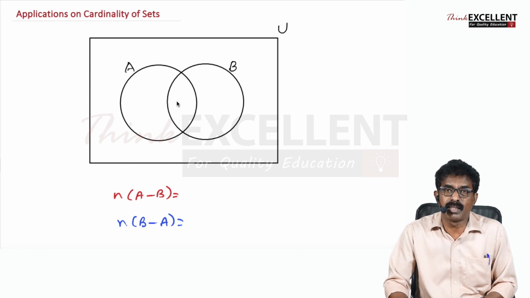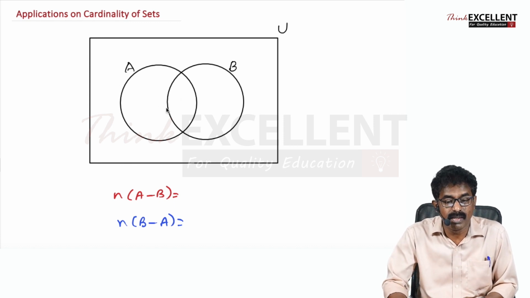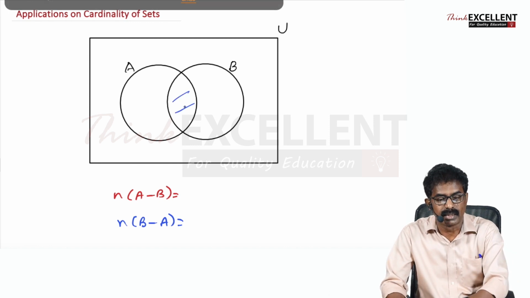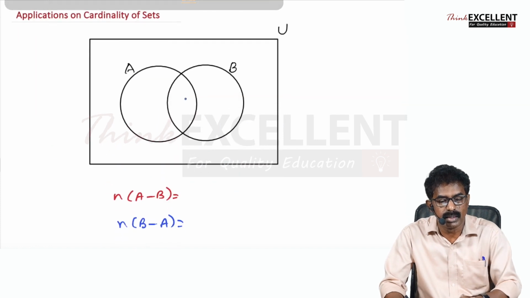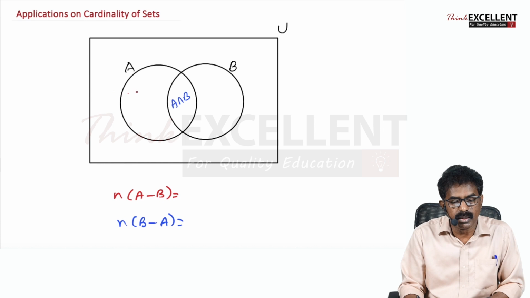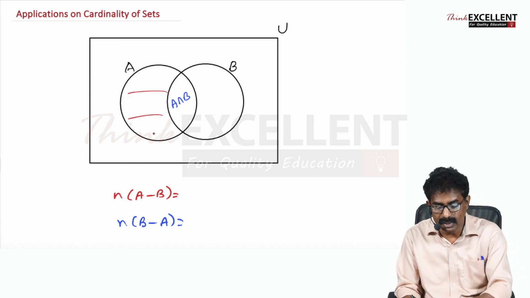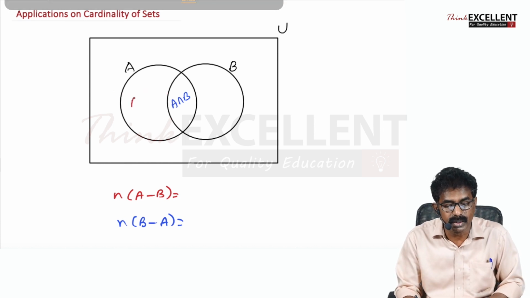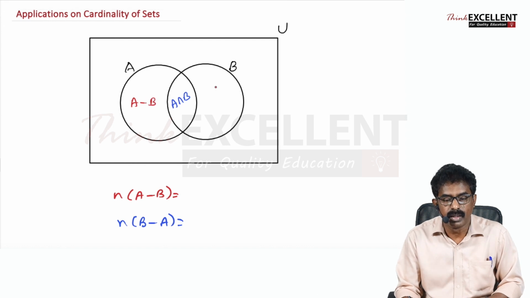Okay, now let us see some of the applications. So this is a Venn diagram, two sets A and B. Can you say what is this portion? That is A intersection B, right? So that portion is A intersection B. Can you say what is this portion? In A but not in B. So this is A difference B. Then what about this portion?